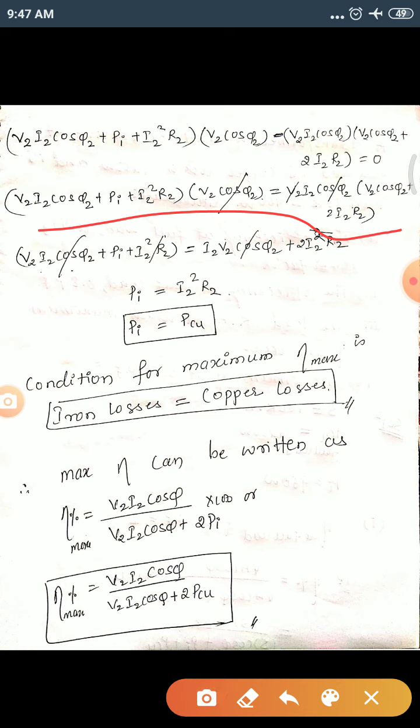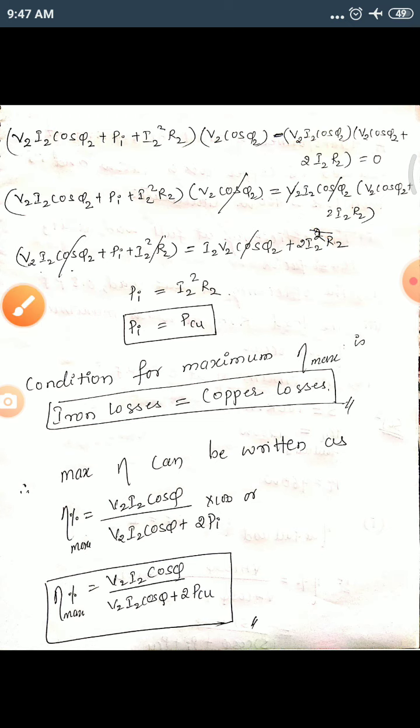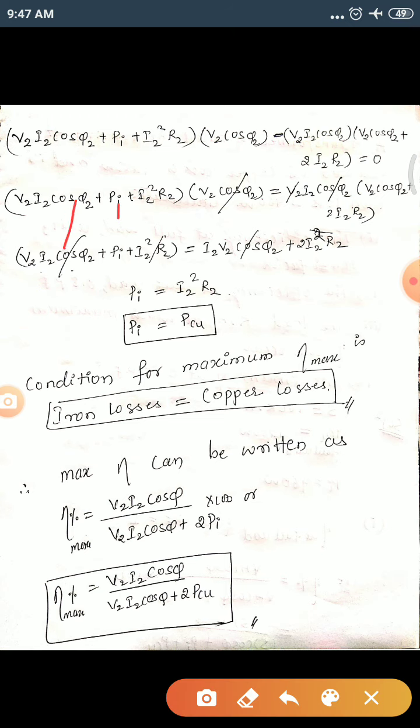Then observe here, V2 cos phi 2 and here V2 cos phi 2. I2 you keep as it is, and V2 cos phi 2 get cancelled. What are the remaining terms? This remains, this remains, this remains, this goes to 0, and here I2 remains, and then V2 cos phi 2 plus 2 I2 R2. Now just take I2 inside and multiply. When you multiply with this part, here it will give I2 V2 cos phi 2 plus 2 I2 square R2, since I2 into I2 square R2 gives 2 I2 square R2.